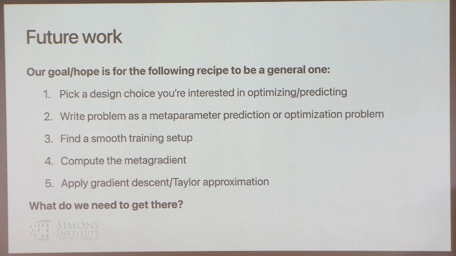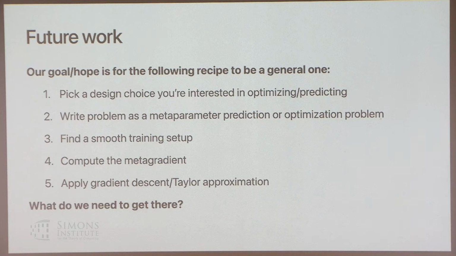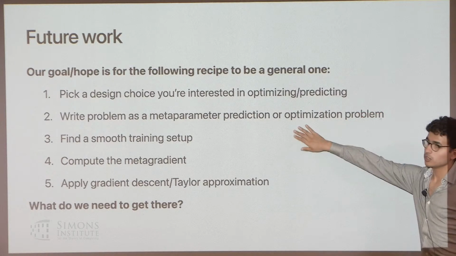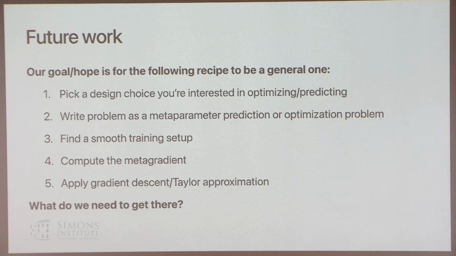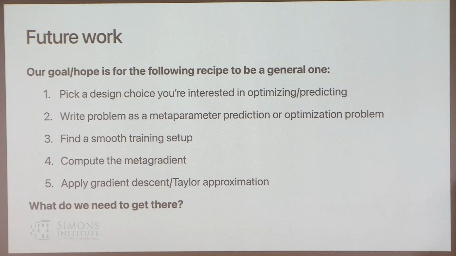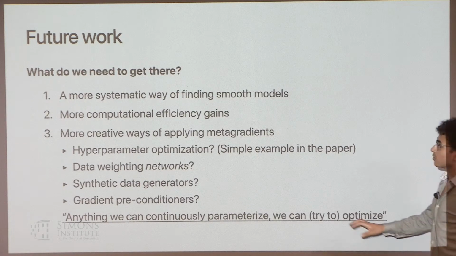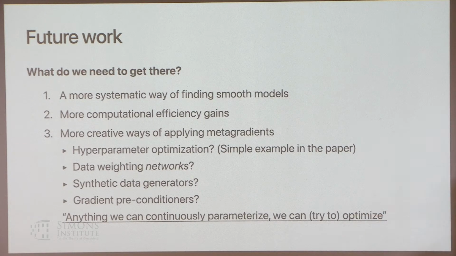Okay, so the broad goal here, the dream, is really for this to become a pretty standard recipe in machine learning, right? You want to make some design choice, you pick the design choice, you write it down as some kind of meta parameter optimization problem, you find some reasonably smooth training setup, and you optimize. I don't think we're quite there yet. And I'd categorize the three most important directions for future work here.